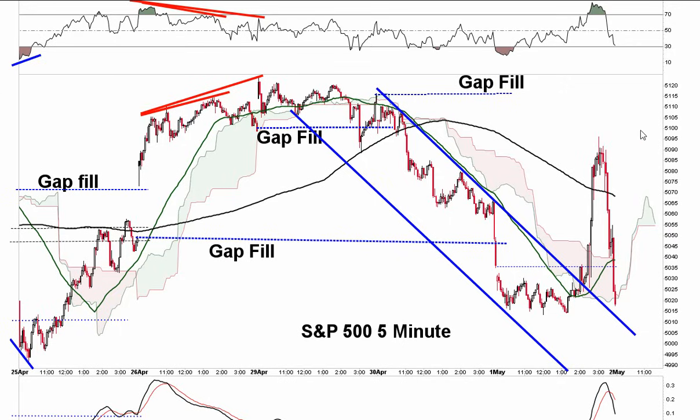And then Powell finished his press conference, and we gave it all back and went negative, and we're coming back to backtest this trend line now right here. The 50 is still below the 200 here, so we'll be watching to see if that changes. We'll be watching to see what happens right here, as we're hitting a key support level, the trend line I've been talking about.